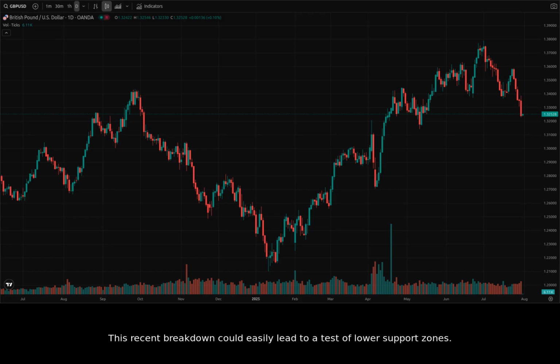This recent breakdown could easily lead to a test of lower support zones. Therefore, the candles of late July are crucial in shaping the short to medium-term direction of the pair. The sheer magnitude of the July drop underscores the market's response to the evolving fundamental landscape.